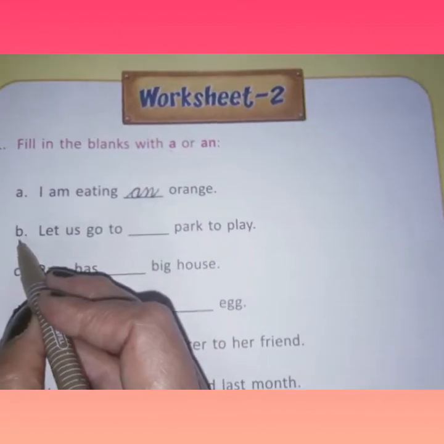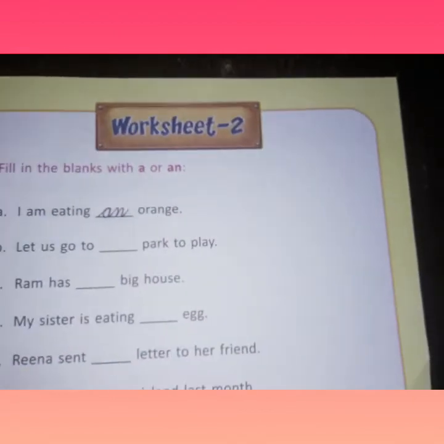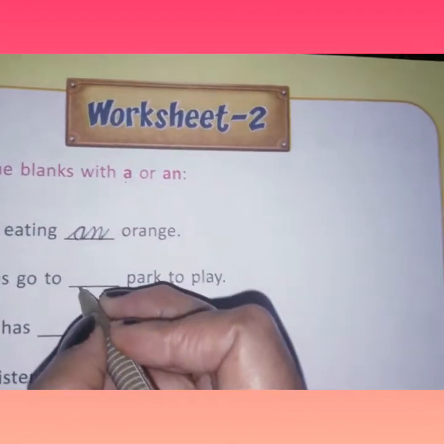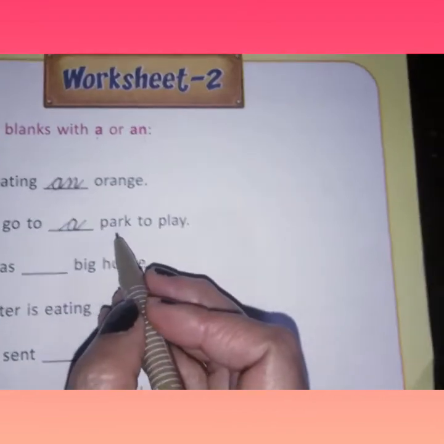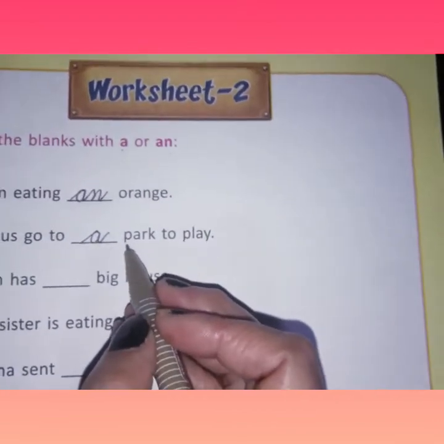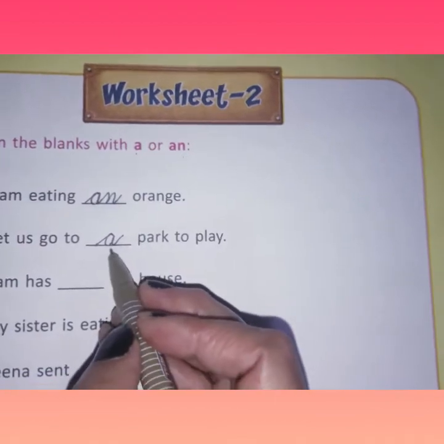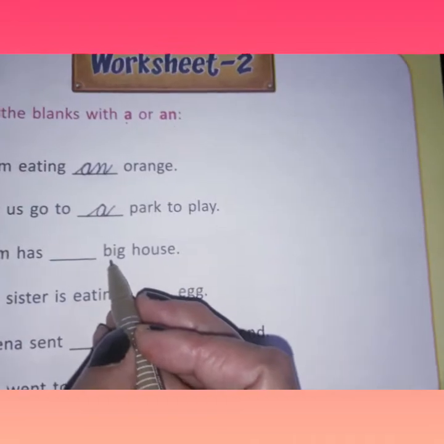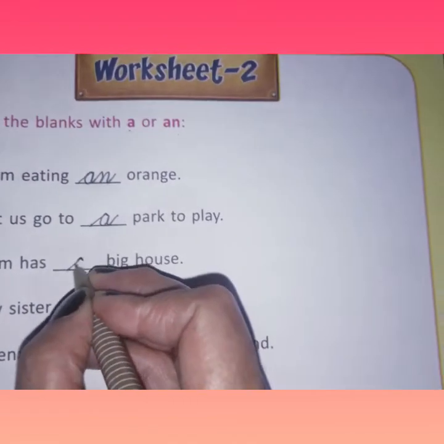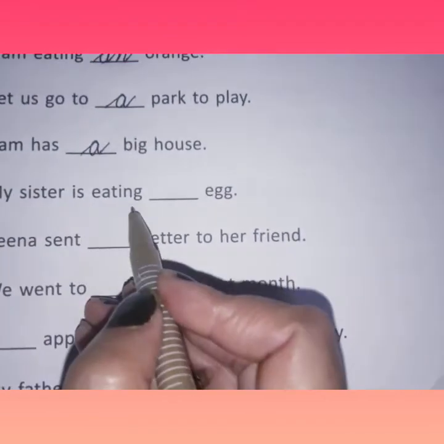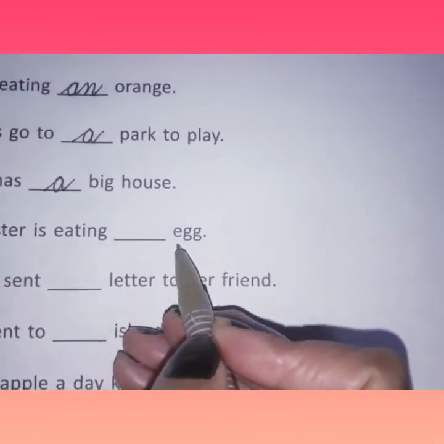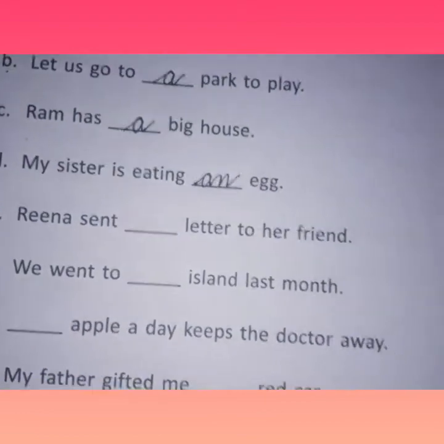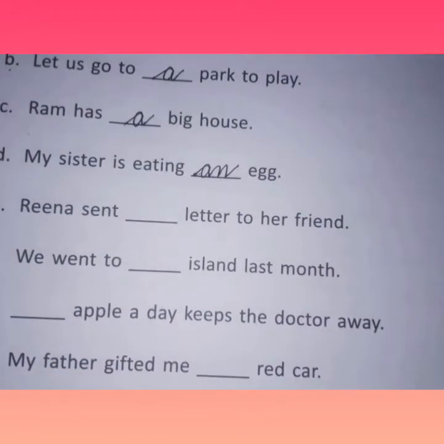Okay? Now read the second sentence. Let us go to dash park to play. So children, P is a consonant. So we will write here A. Park starts with a consonant and P is a consonant. So we have written here A. Ram has dash big house. Big also starts with a consonant. So we will write here A. My sister is eating dash egg. Egg starts with a vowel, so we will write here A-N, an. Okay? The sentence is, my sister is eating an egg.